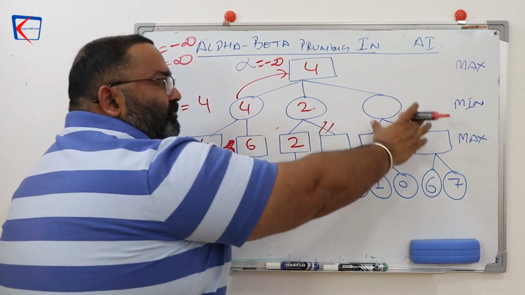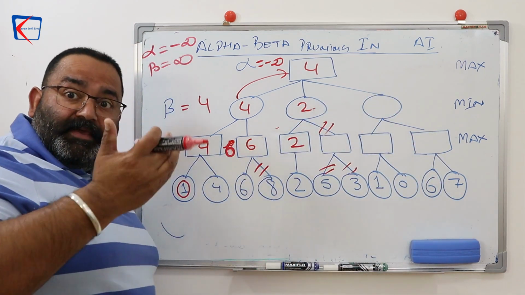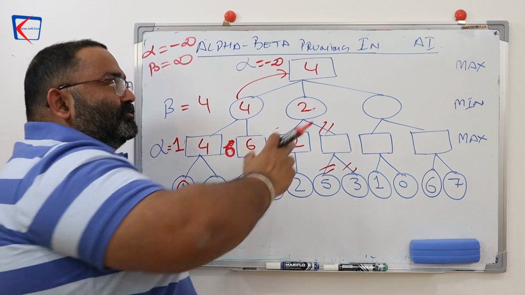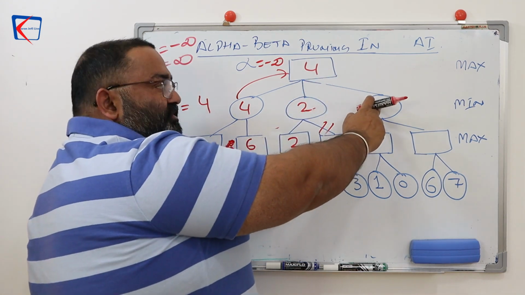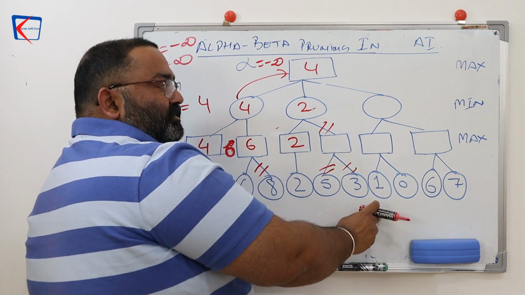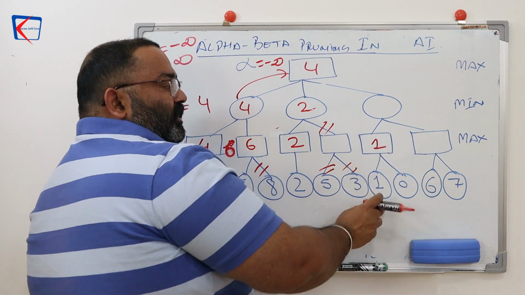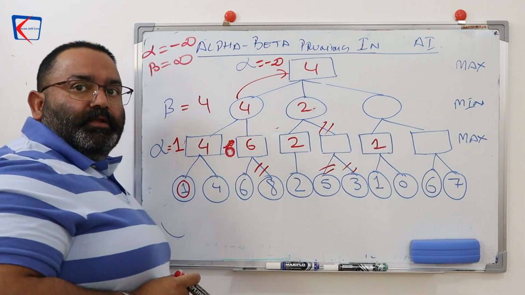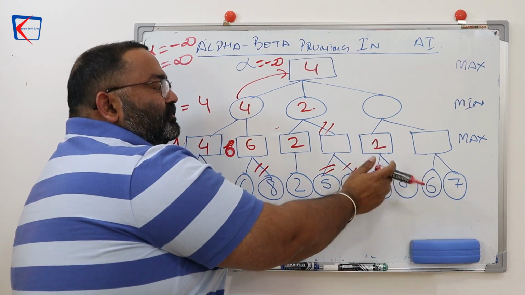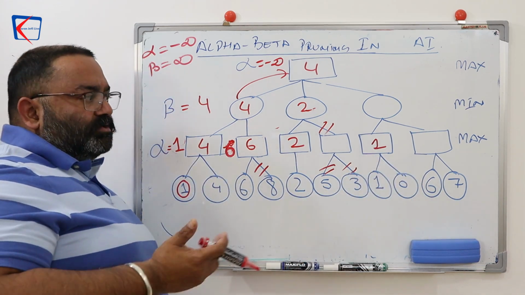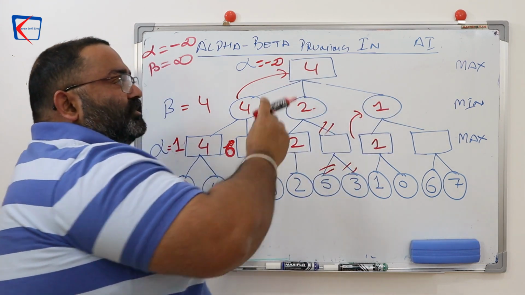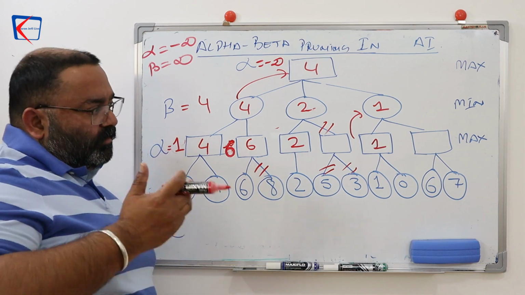Now I still have one subtree to explore. Maybe I will find some value which is greater than 4, isn't it? So I come here. Since it is depth first search, I go here. Now here the value that comes is 1. So when I compare 1 with 0, 1 is max, so no change. So this one is propagated here.